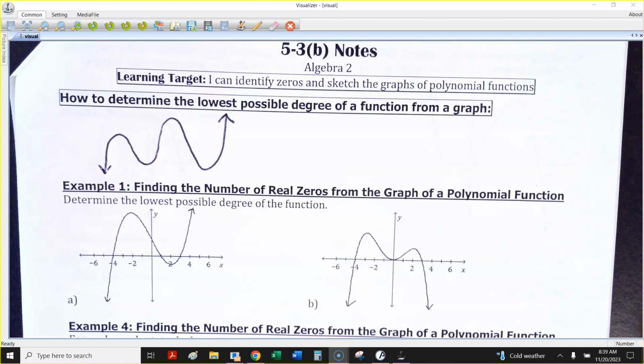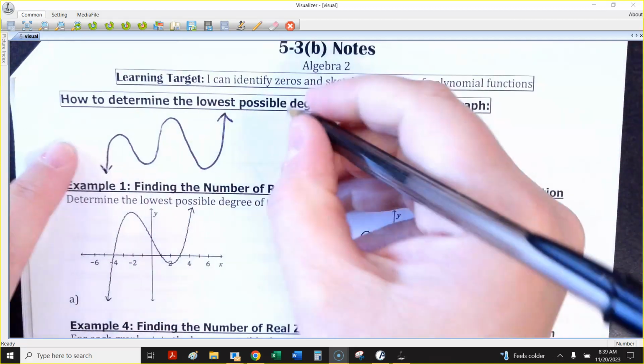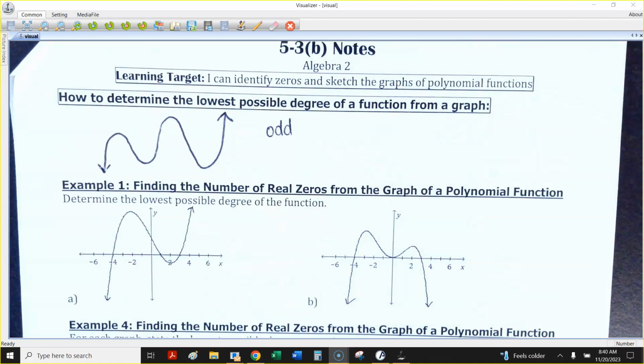Now, that little sketch I just made, can you tell from what we did on Friday, is that going to be even or odd? Even or odd, what do you think, for the degree? Caleb, what do you think? Odd, why? Exactly. If you're looking at a graph, you can tell if it's even or odd just by the opposite directions. If both ends go the same direction, you know it's got to be even.